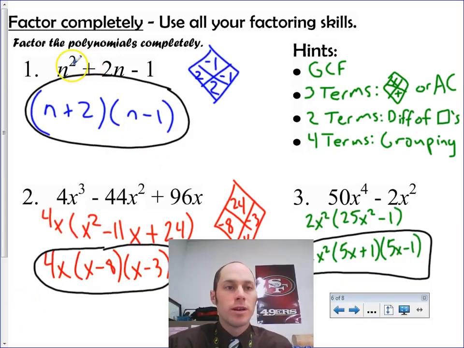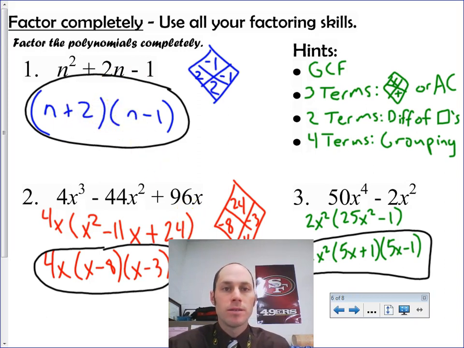Okay, so the first one was 3 terms. I looked for a GCF, there isn't one. So 3 terms, I made my diamond. Product of -1, sum of 2. Found my 2 values of 2 and -1. So n plus 2, n minus 1.